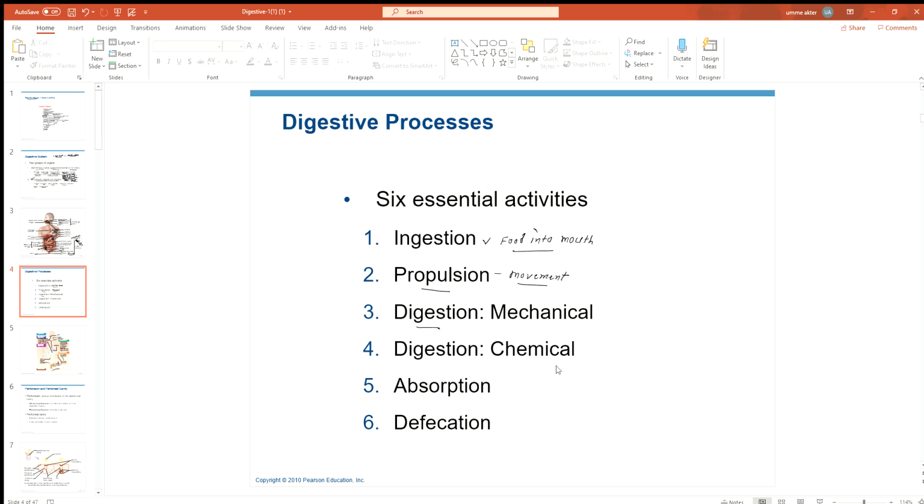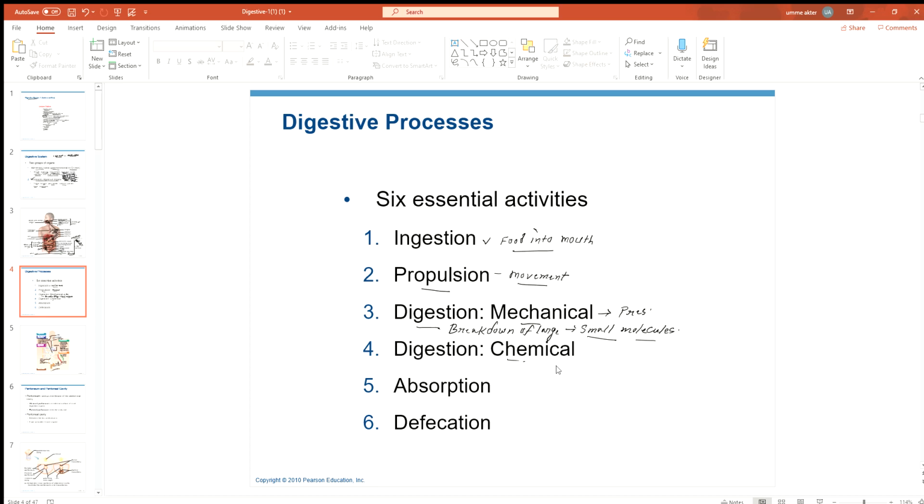Digestion is very simple. Breakdown of food. Breakdown of large food pieces into small molecules. If the food is not converted to small molecules, blood will not be able to take it from the intestine. That's why you need digestion. Very important, right? Breakdown. Now, digestion could be mechanical and chemical. Two types.